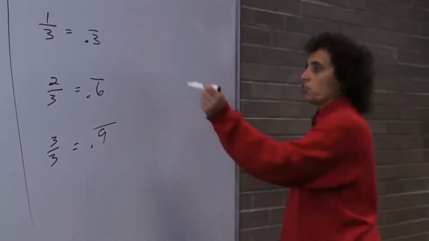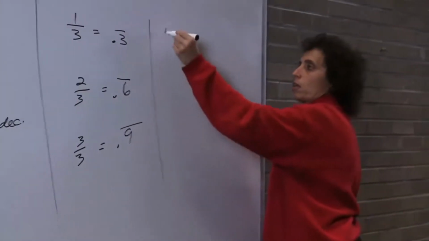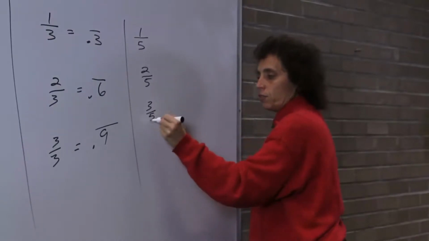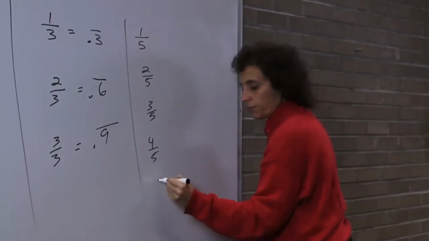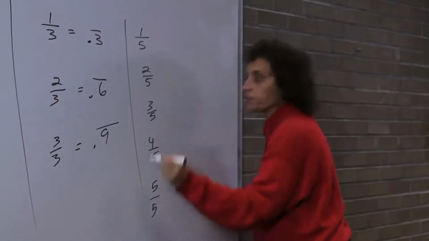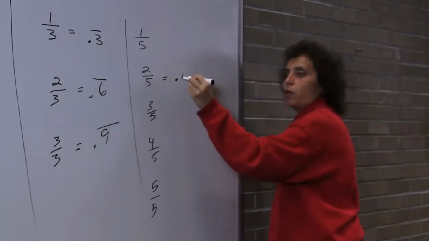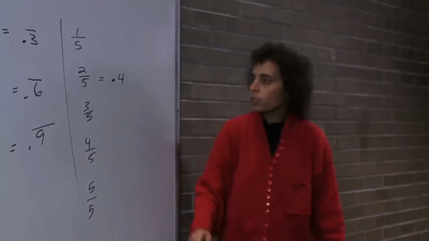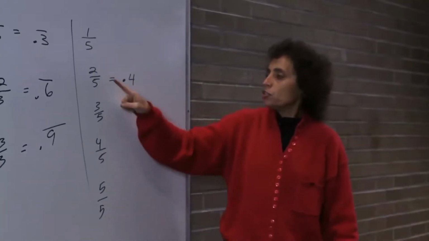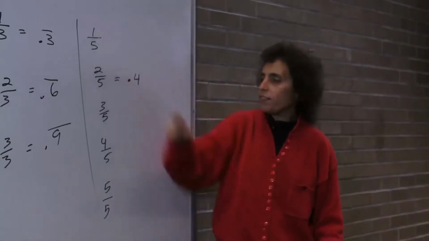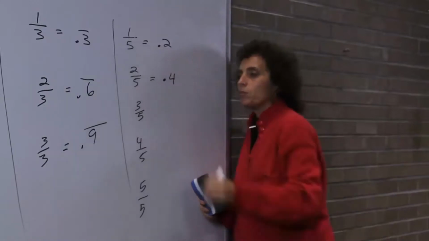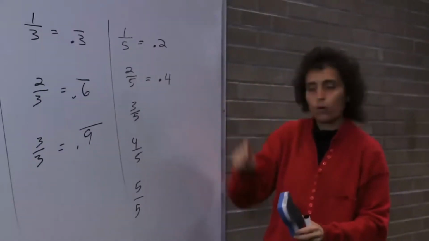All right, so let's look at this next one. 1/5, 2/5, 3/5, 4/5, 5/5. Watch what happens here. I gave you that this is 0.2, which you already knew. We did this one already today, I think. Okay, so 2/5 is double 1/5. So if this is 0.2, this has got to be 0.4. If I double 0.2, I'll get 0.4.